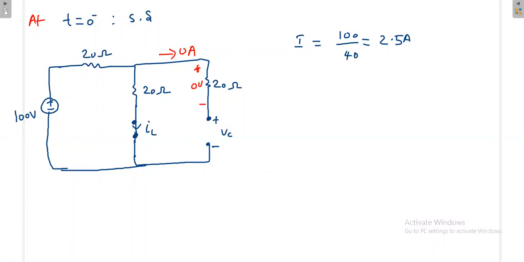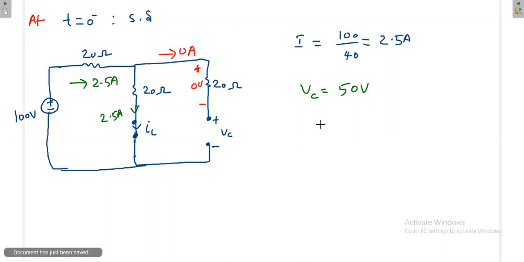That means from the source 2.5 ampere is coming, but here 0 ampere is going, then that means here also 2.5 ampere only. Once it is 2.5 ampere, you can easily calculate the voltage here. The voltage across the capacitor is the same as the voltage here, that is 50 volt. Or otherwise you can simply apply voltage division: if it is 100 volt, 50 volt will be here, remaining 50 volt will be here.